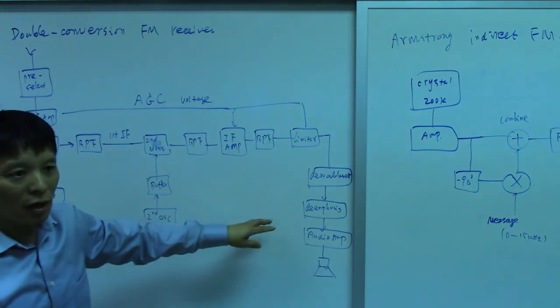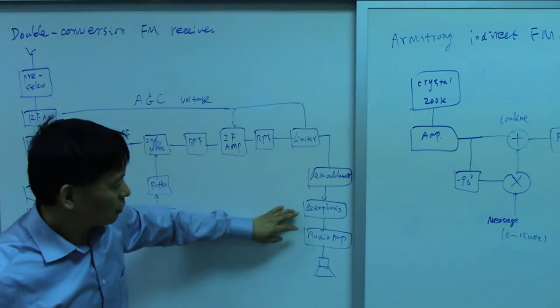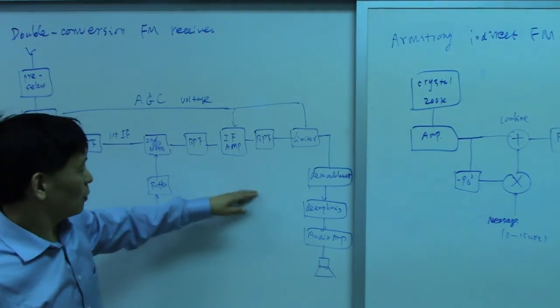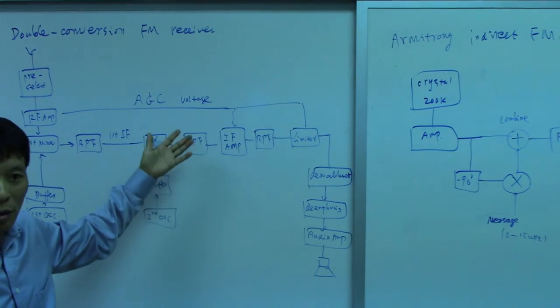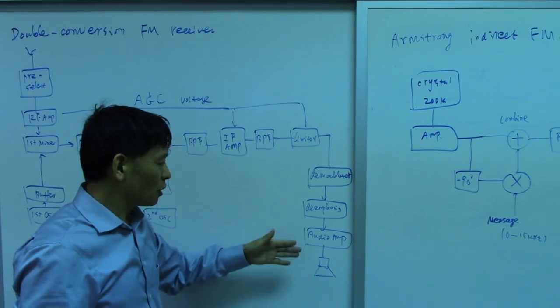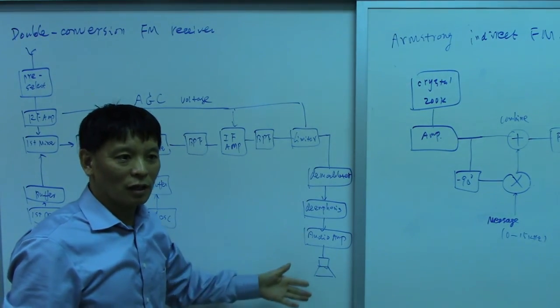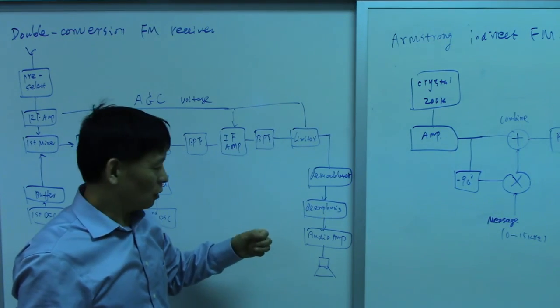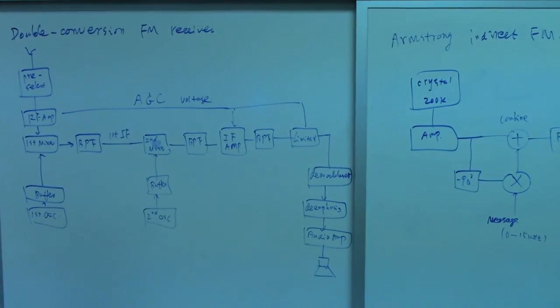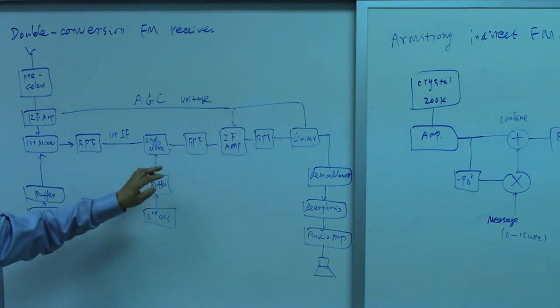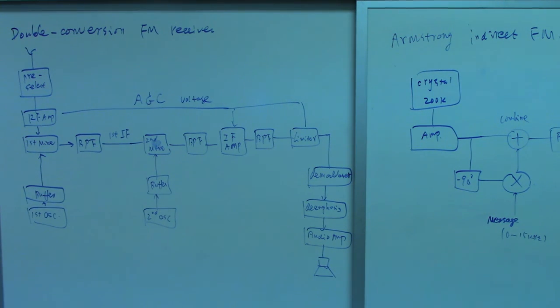Then we may have some other functions, right? It's called the emphasis. And the last one is the audio amplifier, so that once we get this signal, it is large enough to drive the speaker. So this is the double conversion. We have the first conversion, the second conversion, double conversion FM receiver.